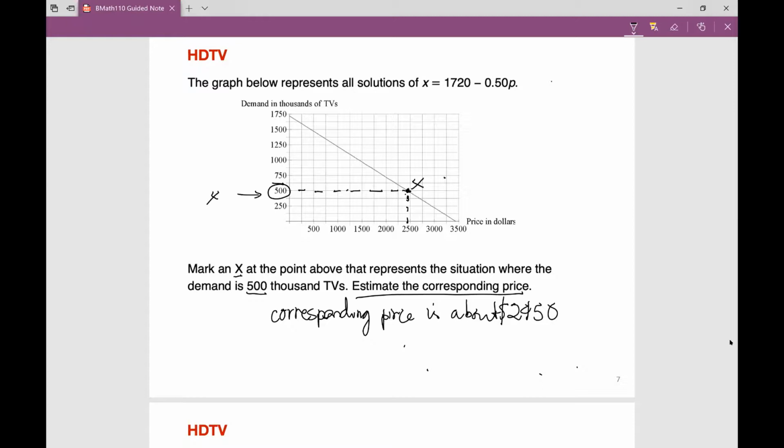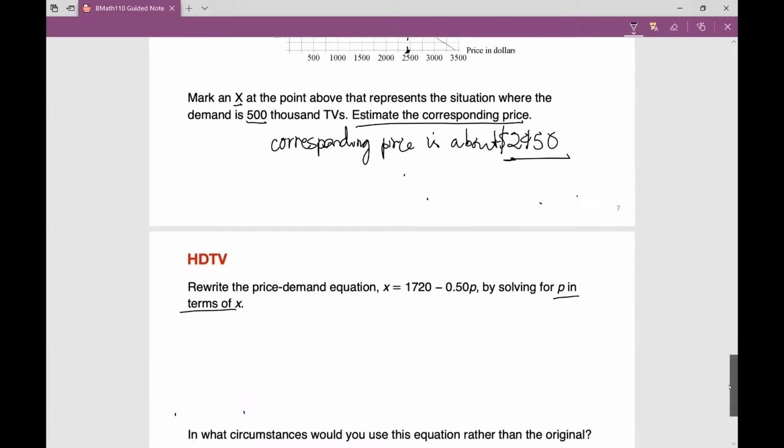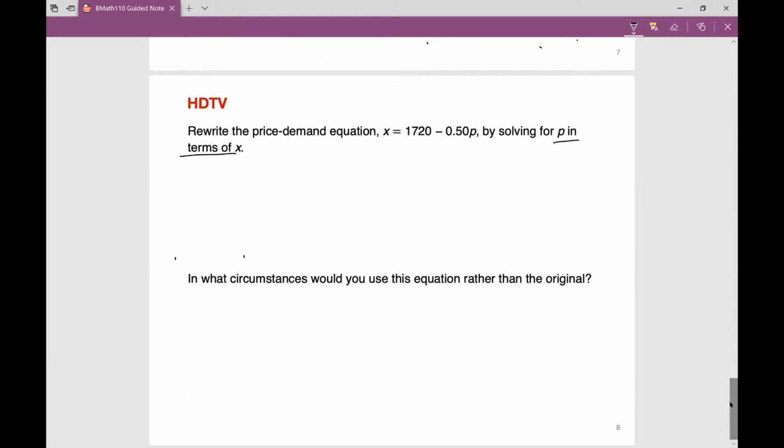Okay, remember that is the estimated price, because when you look at the graph, you see that at this point, the price cannot be equal to 2,500, but it has to be greater than 2,000, and so it's really near to 2,500. So I'm going to estimate it equal to 2,450. Okay. Let's move to the last page.